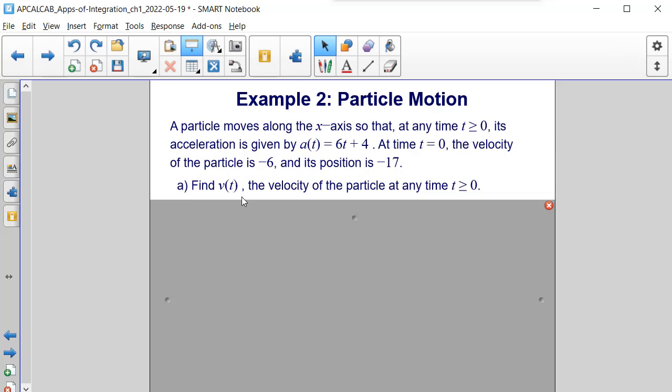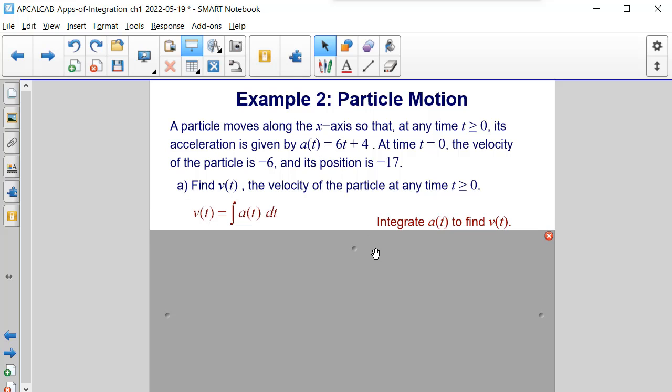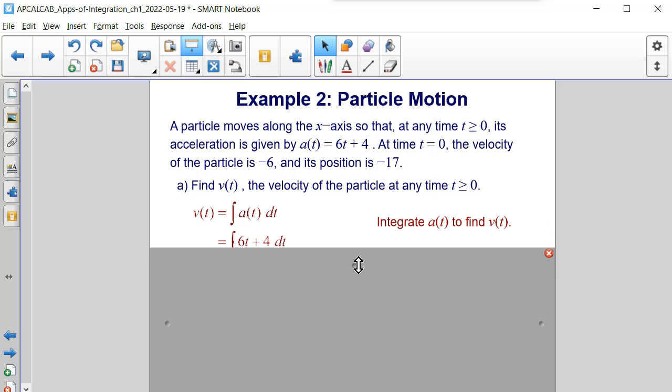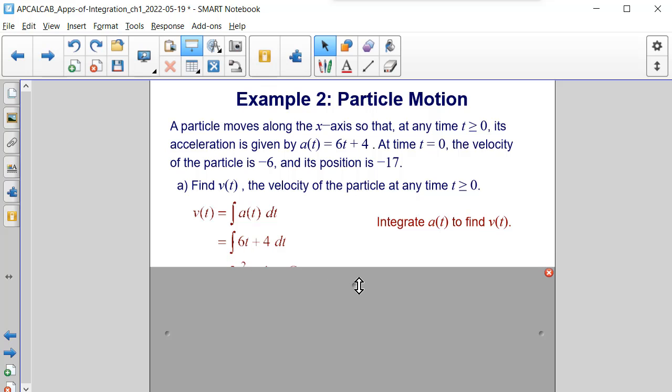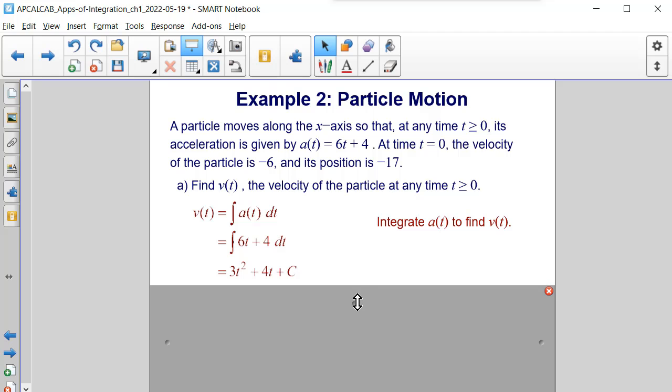Let's start with the first part. Find v of t, the velocity of the particle, at any time t being greater than or equal to 0. Well, we're provided with the acceleration function. So in order to determine the velocity function, we first have to integrate a of t with respect to t. So if we substitute 6t plus 4 in for a of t and then integrate it, we will end up having 3t squared plus 4t plus c.